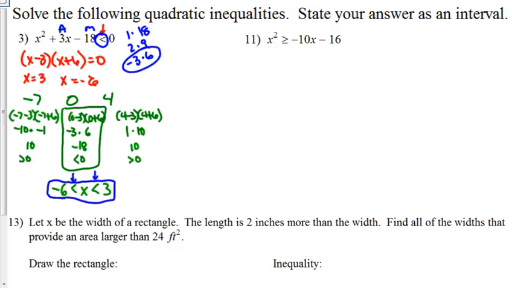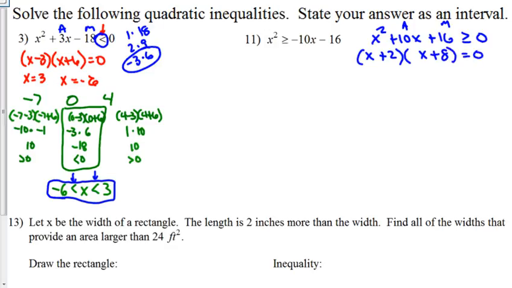Okay, let's move on to number 11. Number 11 is not in standard form, so we're going to write it in standard form to begin with. Add 10x to both sides, add 16 to both sides, and notice that would be greater than or equal to 0. So factoring, two numbers that multiply to be 16 and add to be 10 are 8 and 2.